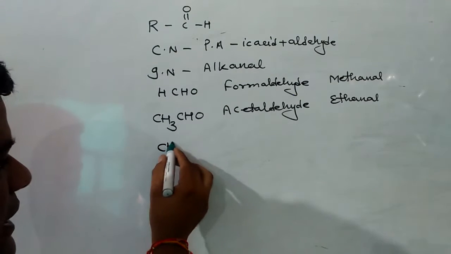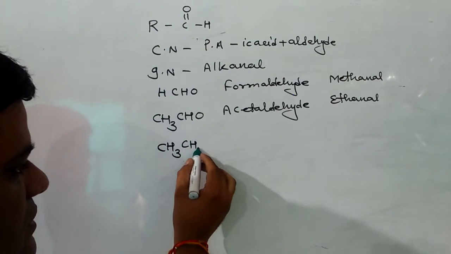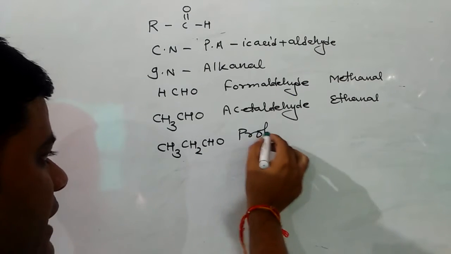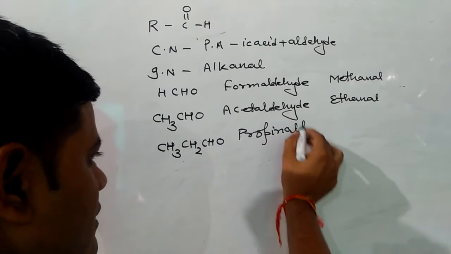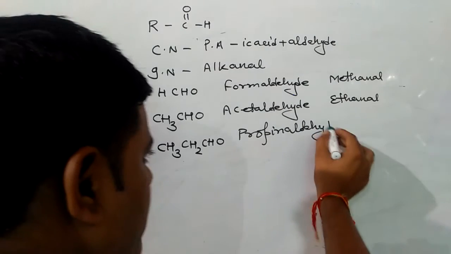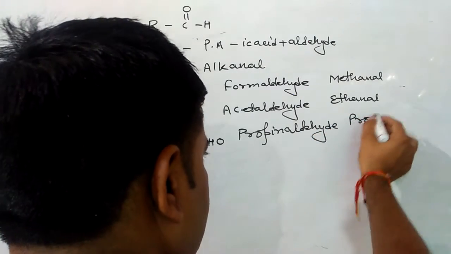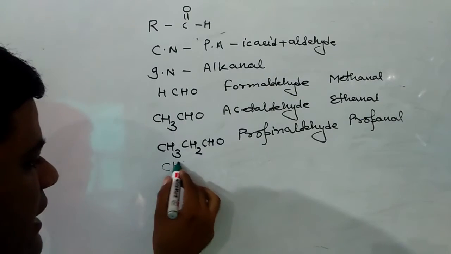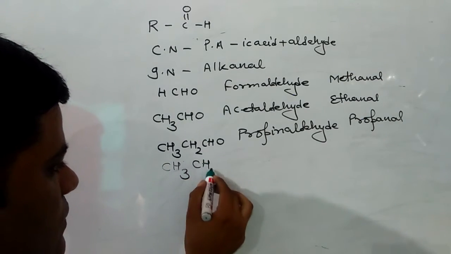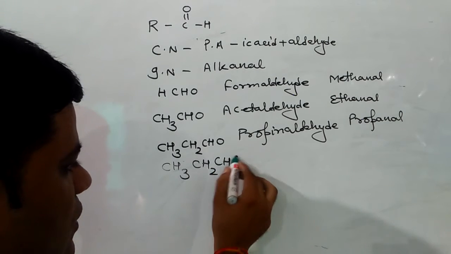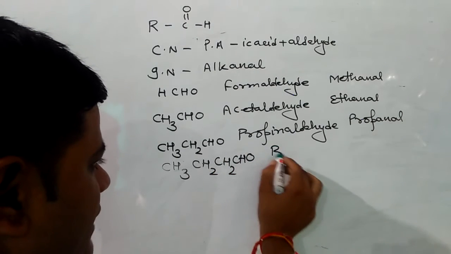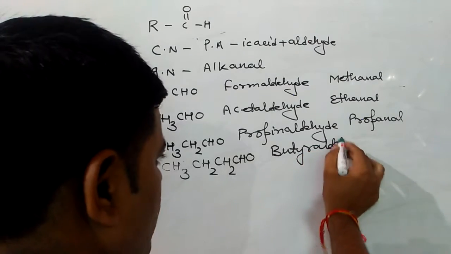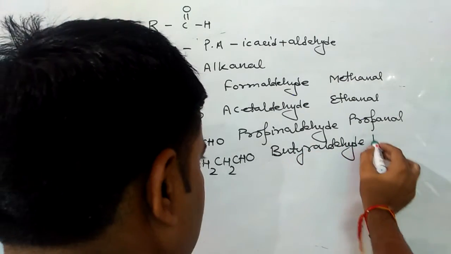Next one is CH3CH2CHO. Common name will be propionaldehyde, and IUPAC name will be propanal. Next one will be CH3CH2CH2CHO. Common name will be butyraldehyde, and IUPAC name will be butanal.